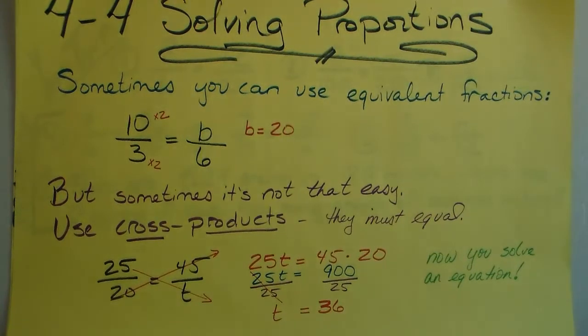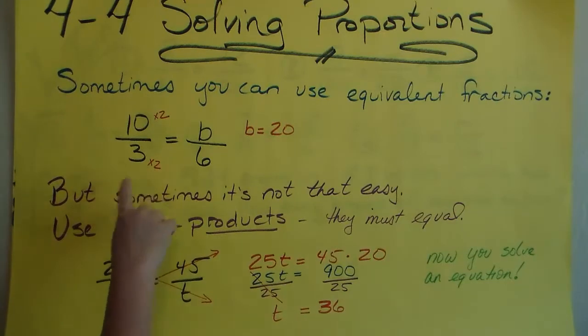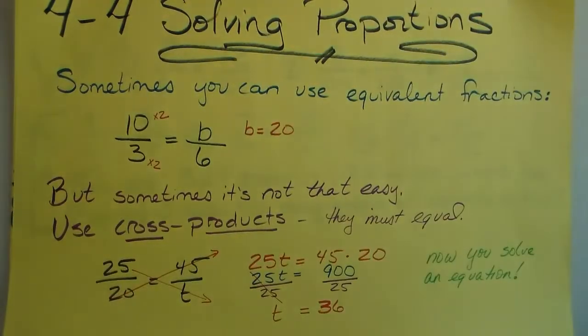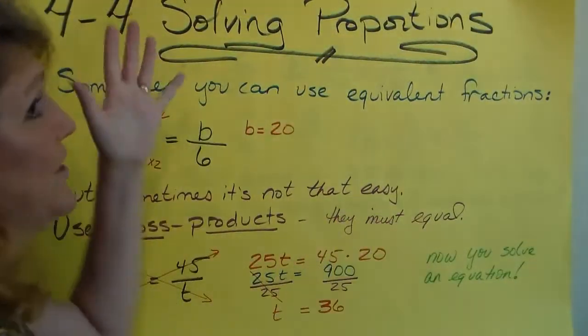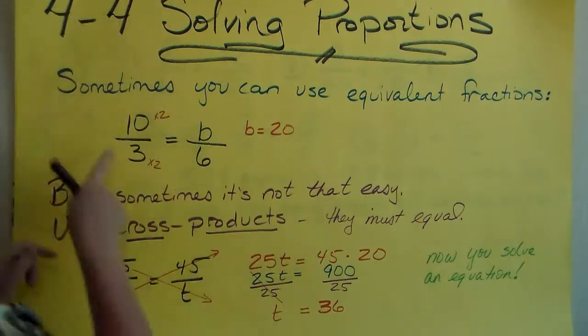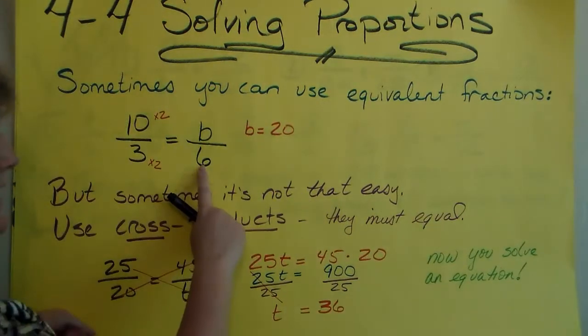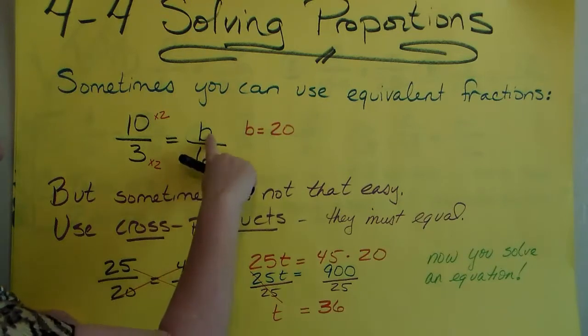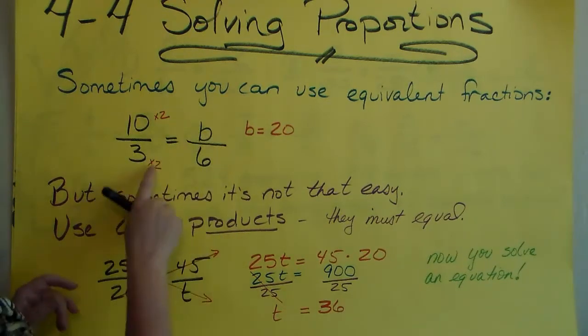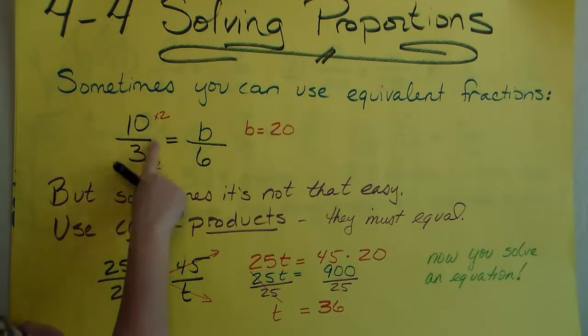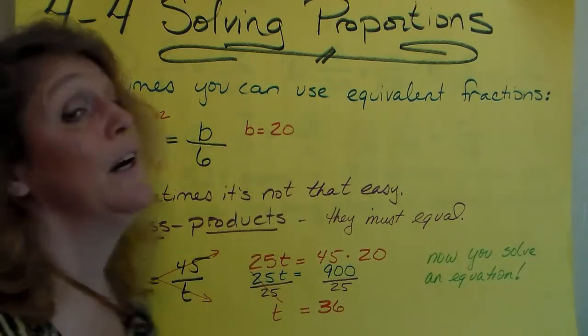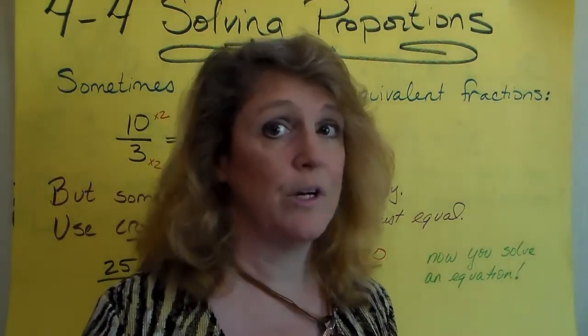which is on solving proportions. Now, sometimes you can use equivalent fractions. So what if I always want my ratio to be 10:3, but I've got 6. So how many of these top ones do I need? Well, I multiply this bottom times 2 and the top times 2, and I end up with b equals 20. Okay? Sometimes they're that straightforward, and that's great.